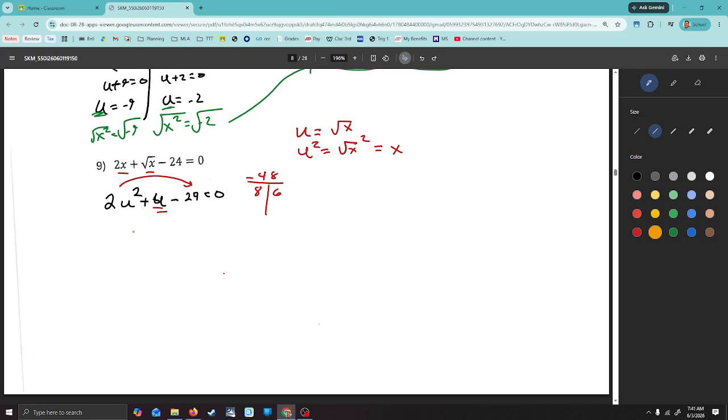But you would factor it. Let's just pretend it was 8 and 6. It'll be u equals negative 8, u equals negative 6. Replace u on both sides. So square root of x equals negative 8, so you would square both sides. x equals 64. And square root of x equals negative 6. Square both sides. x equals 36.